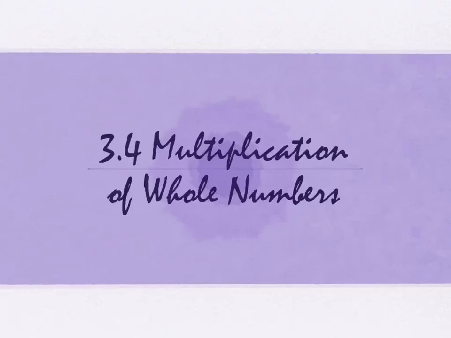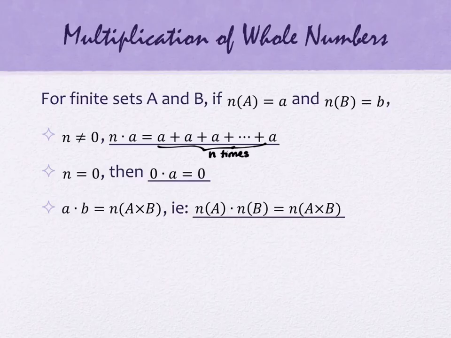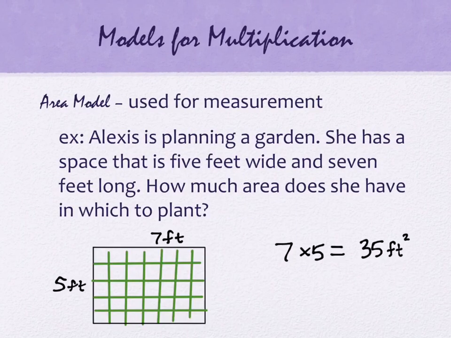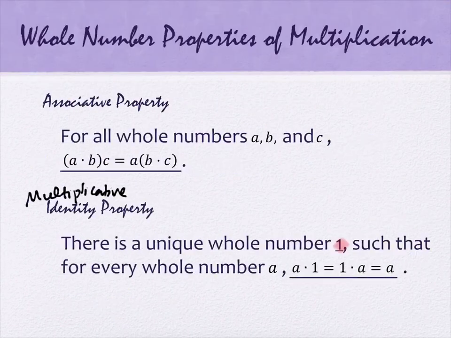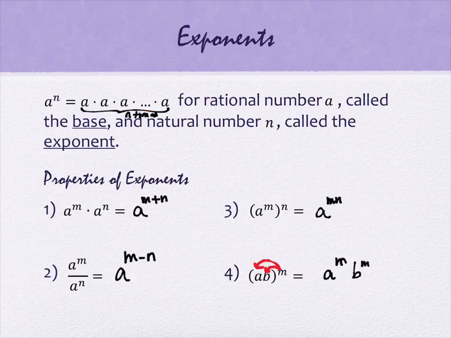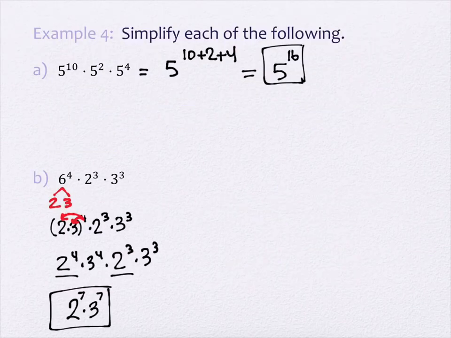3.4, multiplication of whole numbers. Let's finish this one up. So we were working last time on exponents is where we left off. And we had done a couple of examples with exponents over here. And we were about to start the standard algorithms for multiplication.